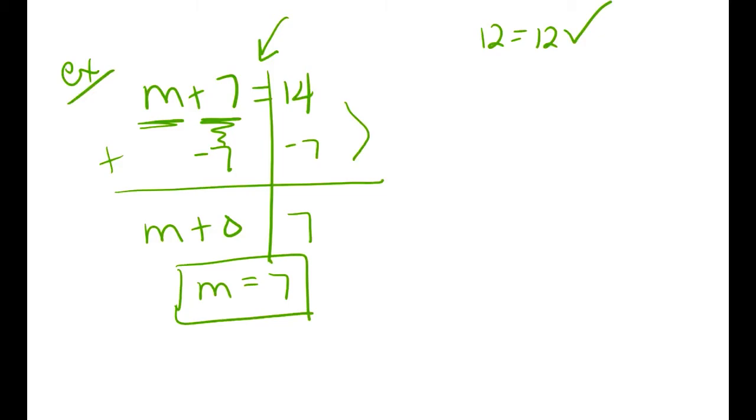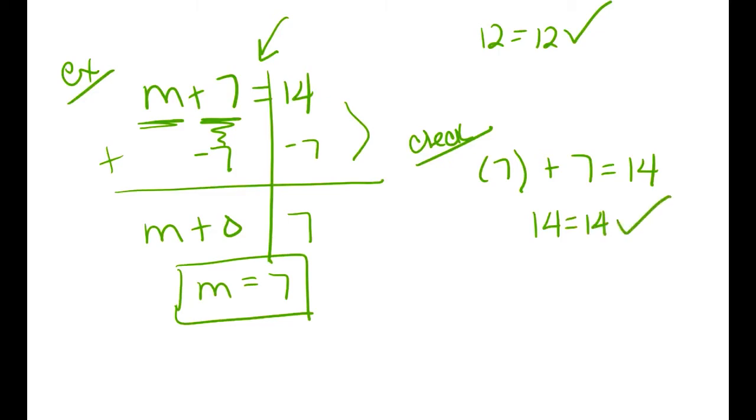But we need to check it. It's a good practice to get into checking our work. So over here on the side, instead of writing m, I'm going to substitute the m with 7. And I'm going to see if both sides of this equation equal each other. Then 7 plus 7 is 14. And of course, 14 equals 14. So I know that I've gotten the right answer.